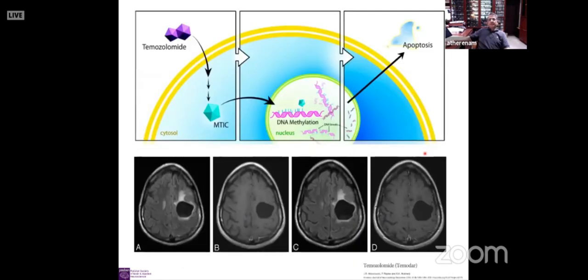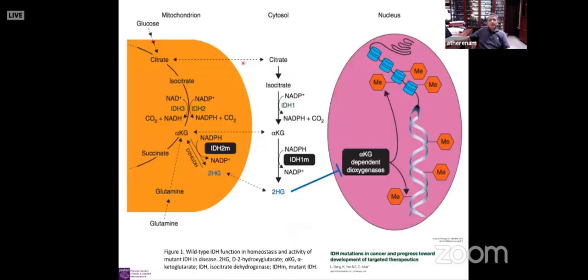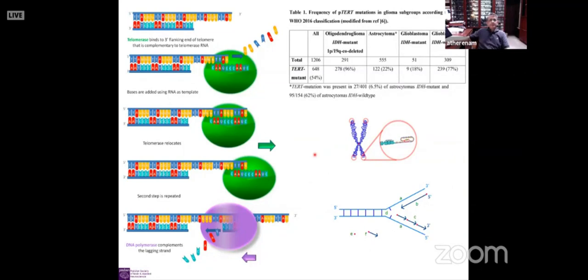Then I talked about temozolomide as an alkylating agent, methylating the guanine residues, and how MGMT protects the cells, even the tumor cells, against temozolomide. But methylation of MGMT silences it, and it doesn't express. So TMZ has more effect on those tumors which have methylated MGMT. Then I talked about IDH, how the IDH mutation leads to high 2HG, which has a genetic effect, and the role of IDH in tumorigenesis, the wild type versus the mutated type.